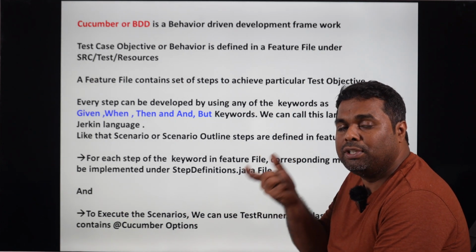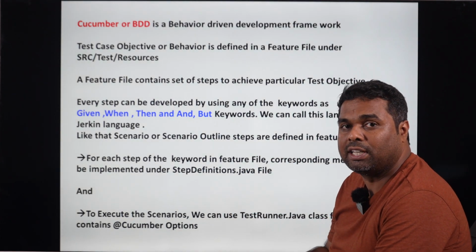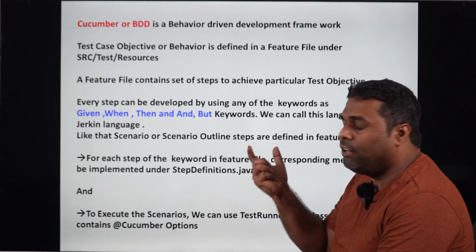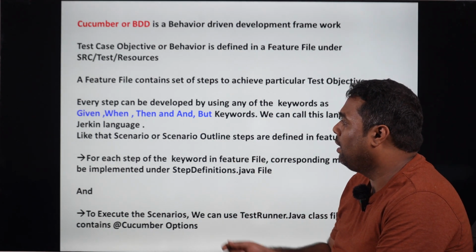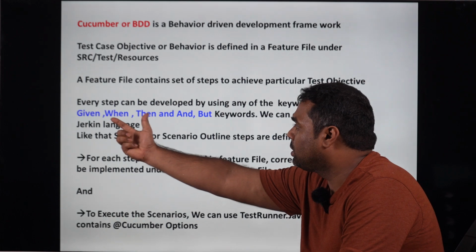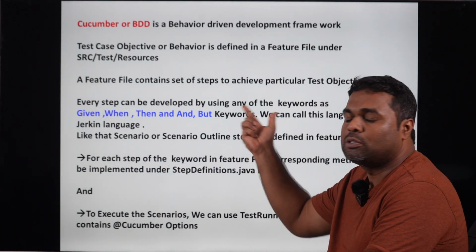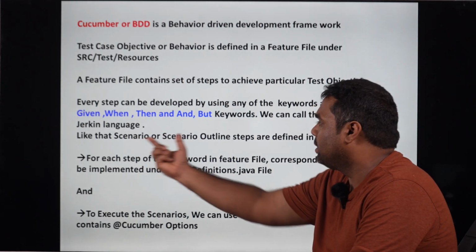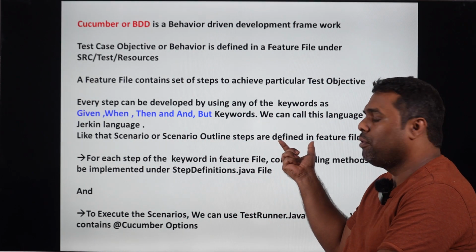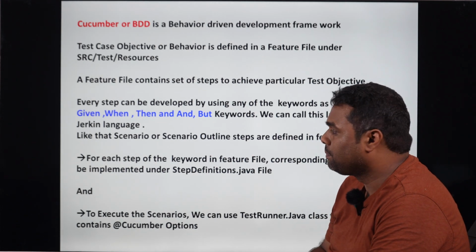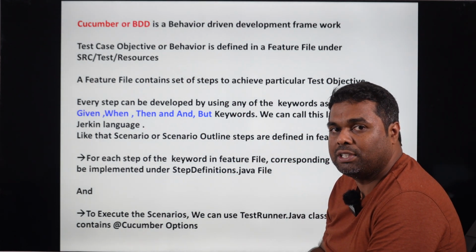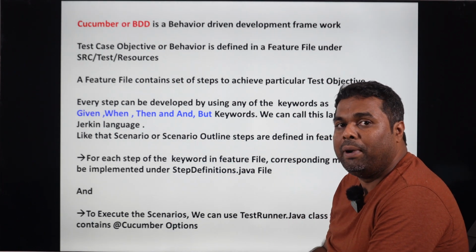In a feature file we will write the background section, scenario or scenario outline. Like that, for each and every step in a feature file we can use the keywords given, when, then, but. This language we are calling Gherkin language. Scenario and scenario outline steps are defined in a feature file. So, in this first part we completely discussed the feature file. Now, let us go to the implementation part.